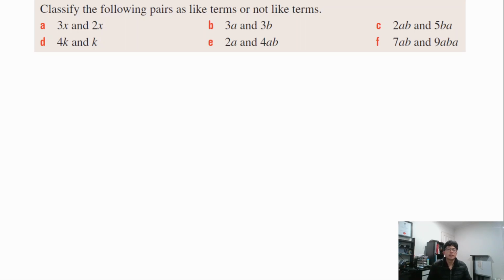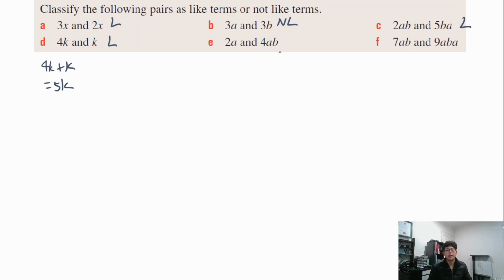This question asks us to classify the following pairs as like terms or not like terms. So pretty simple. For like, I'll just write L. If it's not like, I'll write NL. So 3x and 2x, they are like. 3ab and 3b, they are not like. 2ab and 5ba, they are like because they both have 1a and 1b. So that's L. 4k and k, this one is also like because there's only the pronumeral k. Let's say if it was 4k plus k, that will give you 5k.